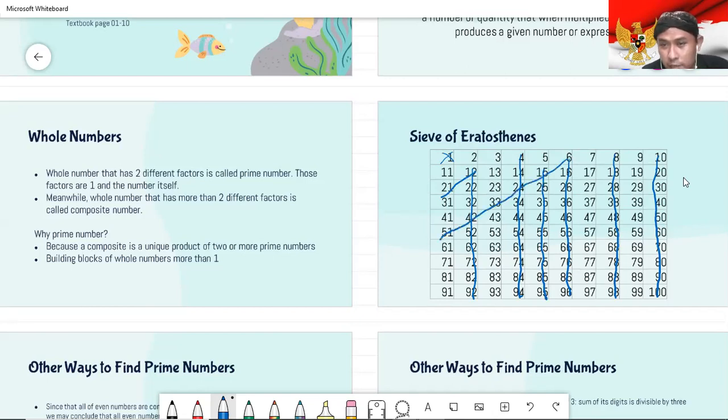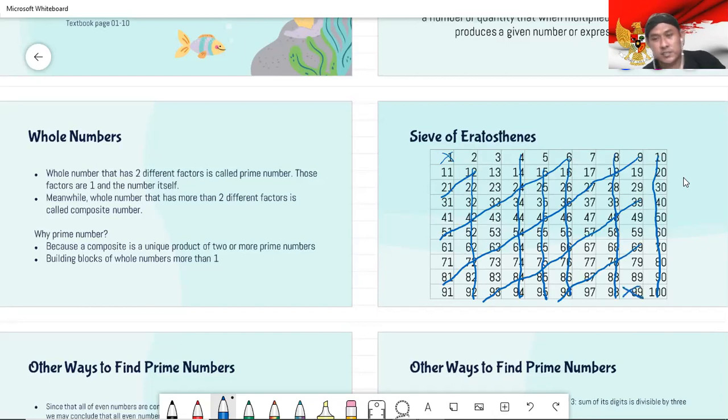This is a multiple of 3. Then this one. This is also a multiple of 3. Anything else? Oh, yes, it's 39, actually. Anything else? 69, 78, 87, this, and this.